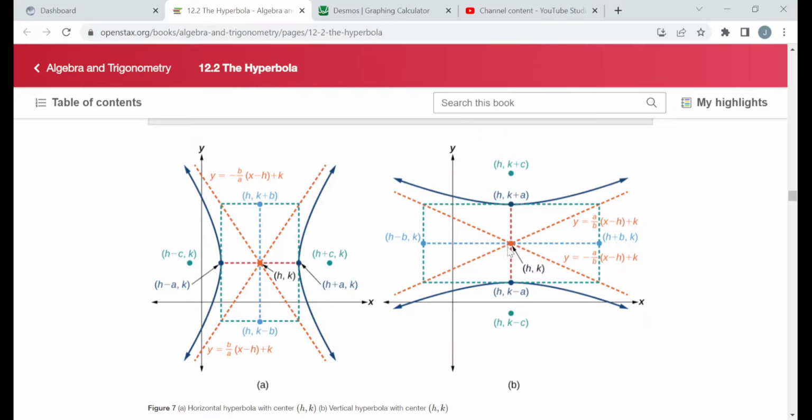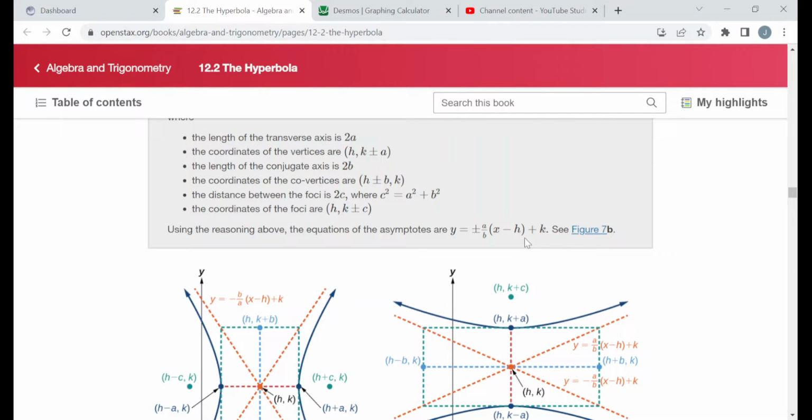A units up, A units down for the vertices, B units right and B units left for the co-vertices. You make the rectangle, you make the asymptotes, you draw the rest of the hyperbola in. And this time the slopes of the asymptotes are A over B and negative A over B, right? Because the rise is A and the run is B now, right?